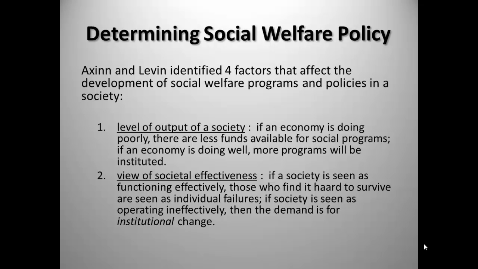If we think the society is functioning effectively, then we're going to blame the individual for poverty. But if we view society as not functioning well, then we base it on the system. We blame the system. Okay, so amount of money, our view of society.